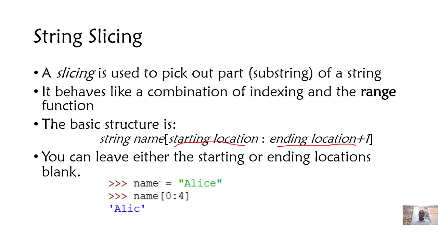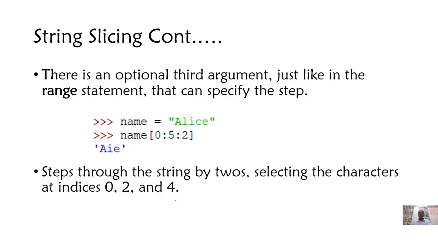You can even start from here. You can say name 1, then up to 4. It means now LIC are the letters that will be printed out. Or if you want to print from L up to the end, you just include the first position and leave the last blank, but make sure you remember to put the colon here.